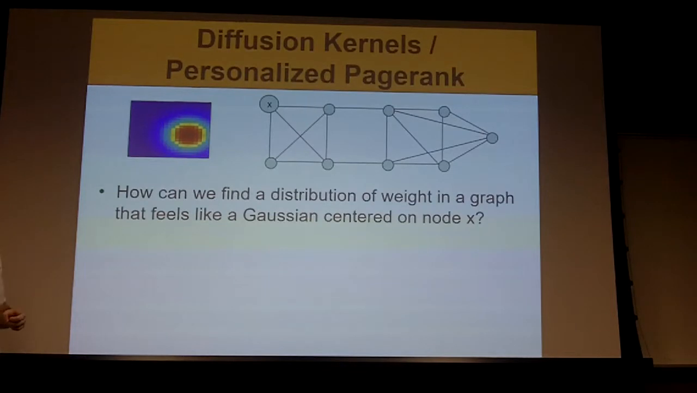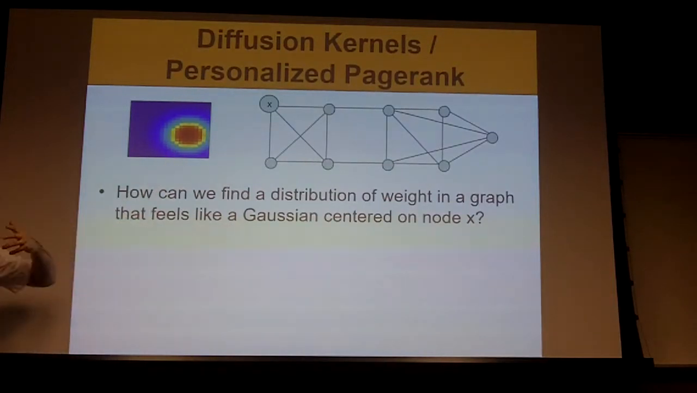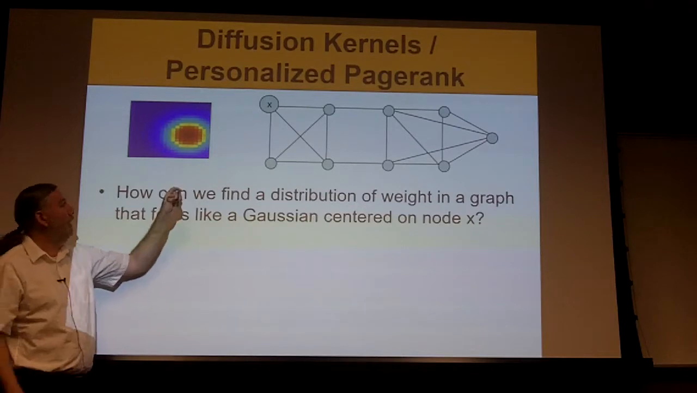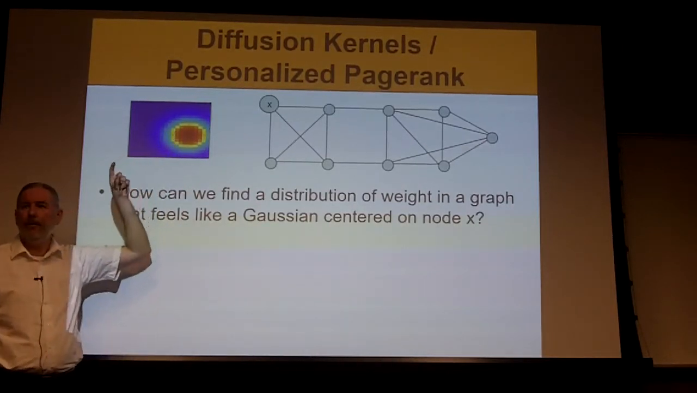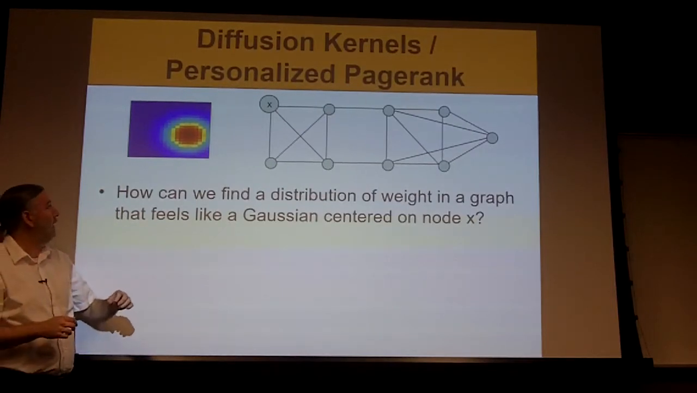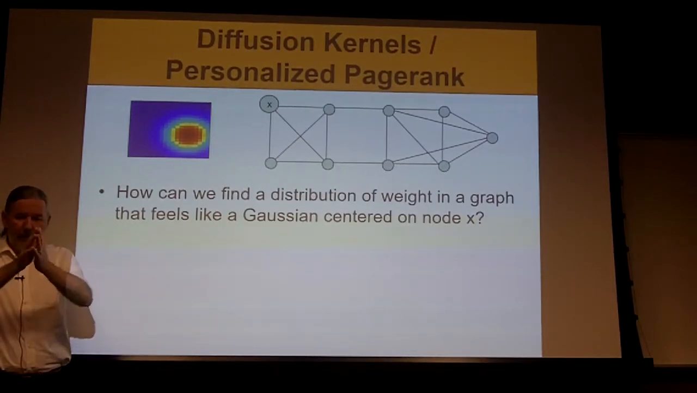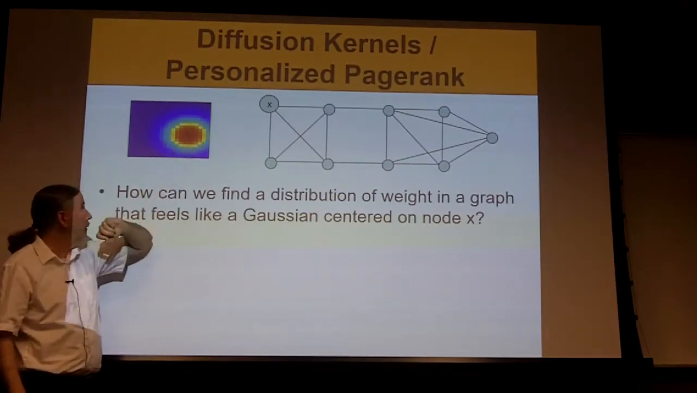Here's another thought. We're still on the PageRank stationary distribution line of thought. Everyone is generally comfortable with the notion of a Gaussian distribution. It basically is a distribution of weight that's centered on a particular point. So sometimes you might call this a kernel. It tells you how to take a single point in space and smoothly distribute weight so that it's concentrated around this source point.